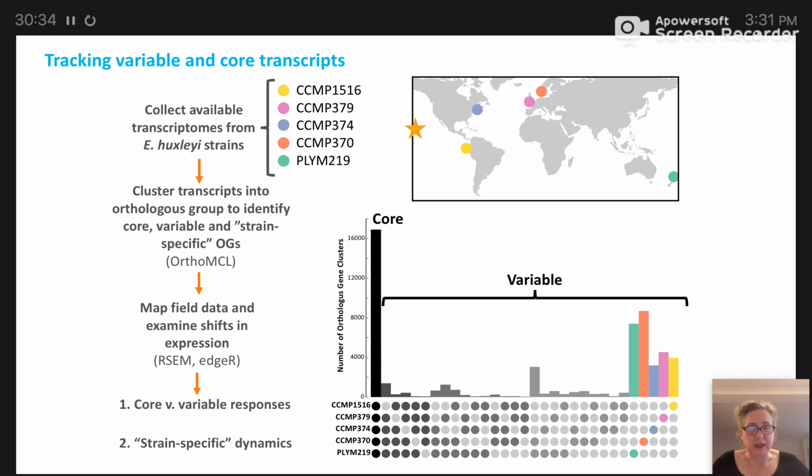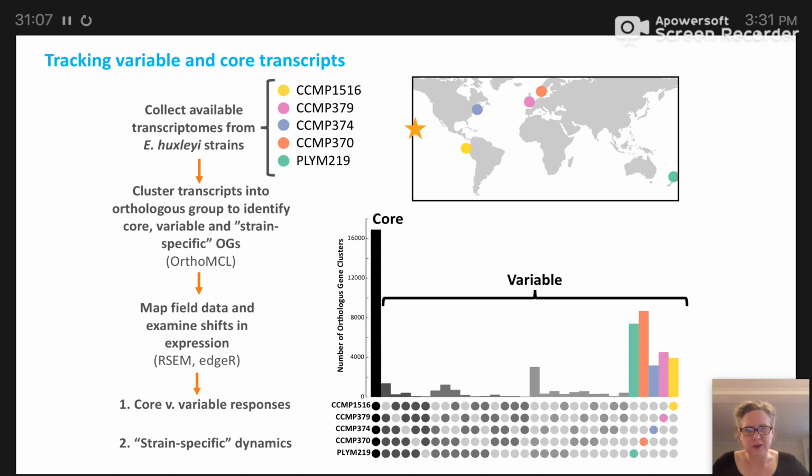So what we did is take this data and use it as a reference database and take all of our sequence reads from E. huxleyi that we collected in those incubations in the North Pacific and map them to this data set to examine shifts in expression over time in this environment and in the incubations. First, we wanted to look at the core versus the variable responses, and then I'll show you the strain-specific dynamics.